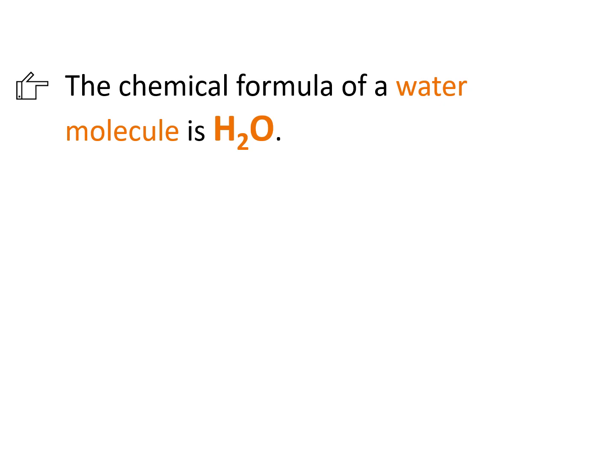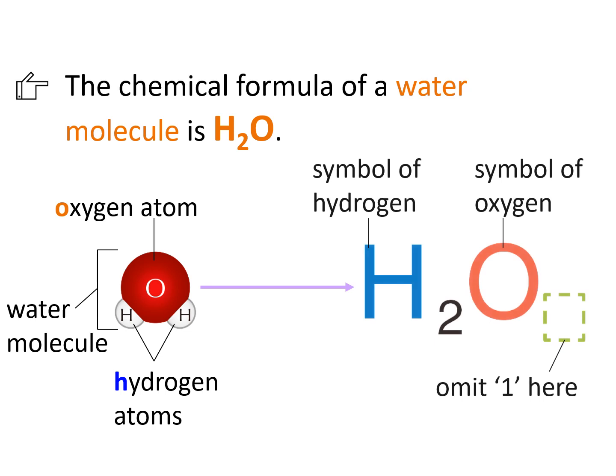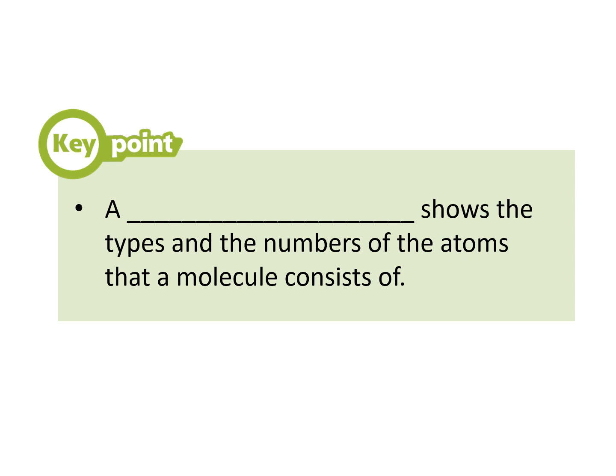The chemical formula of water is H2O. We write down the formula as H2O. H2 means the hydrogen has two atoms in one molecule. Oxygen is one atom in the molecule. The number 1 is always omitted when we write down the chemical formula. A chemical formula shows the types and the number of atoms that a molecule consists of. This is the end of section 6.1.